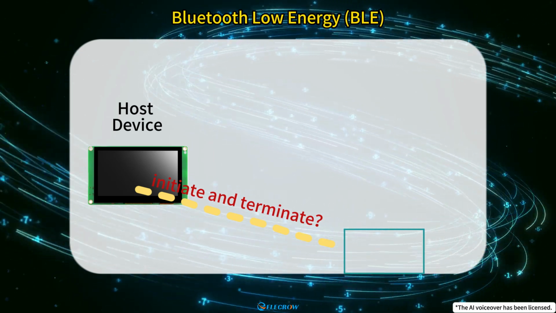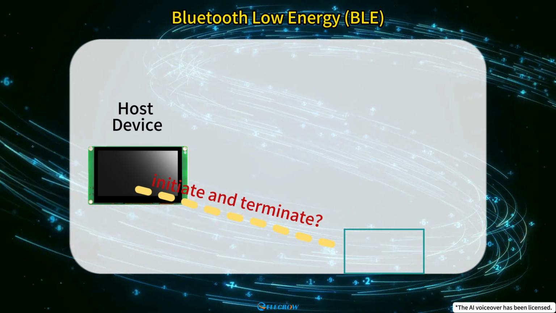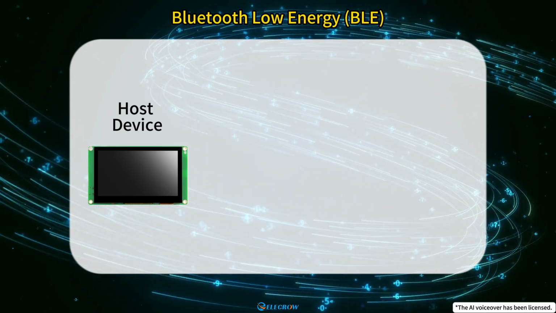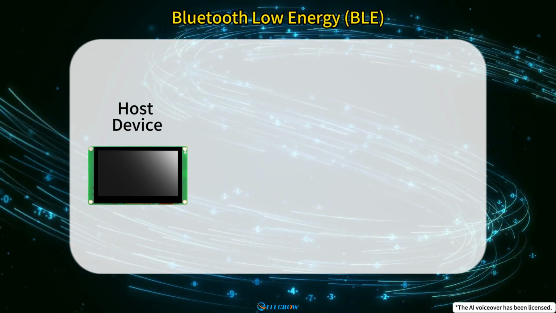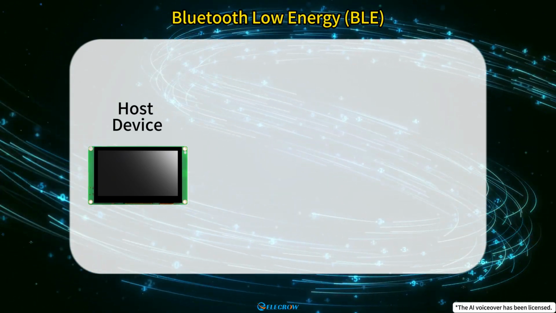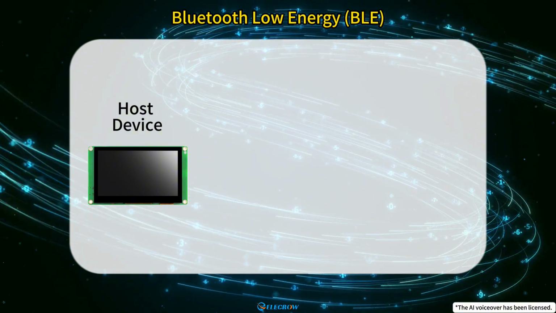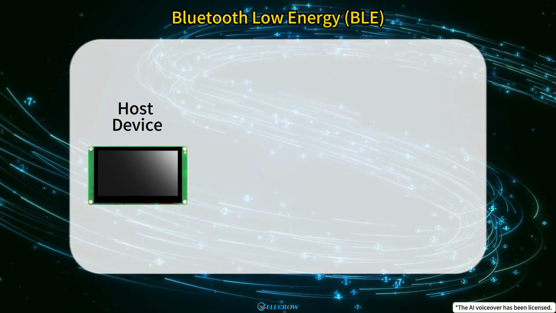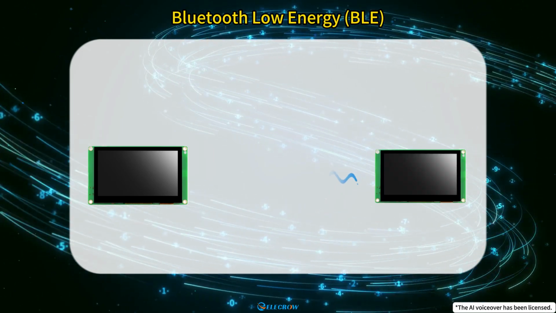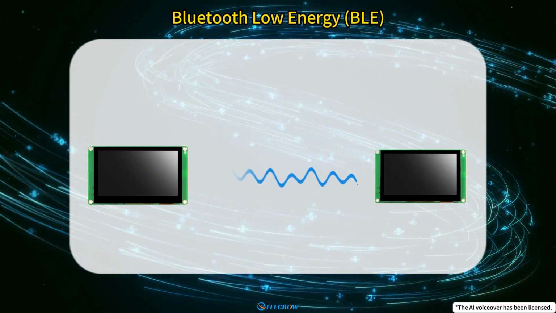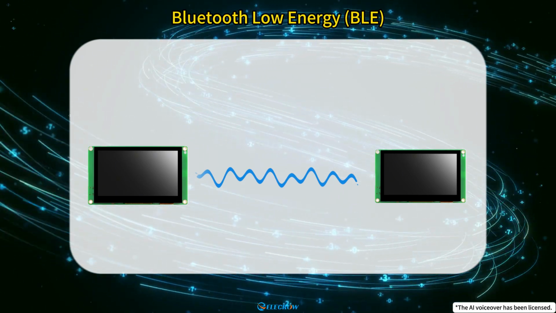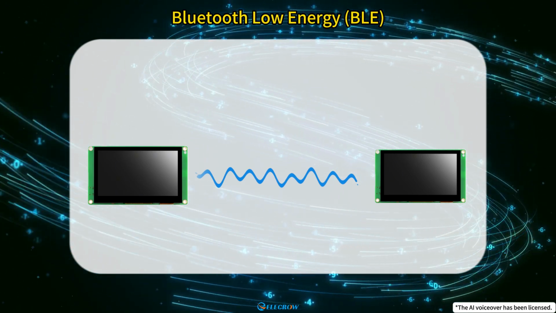Slave devices are responsible for being discovered by the host and waiting for connection requests. Typical slave devices include smart bracelets, temperature sensors, Bluetooth headsets, etc., which are usually passive and wait for the host to initiate communication. A slave usually connects to only one host device and transmits data upon receiving a request from the host. It may periodically broadcast signals for the host to scan and discover.